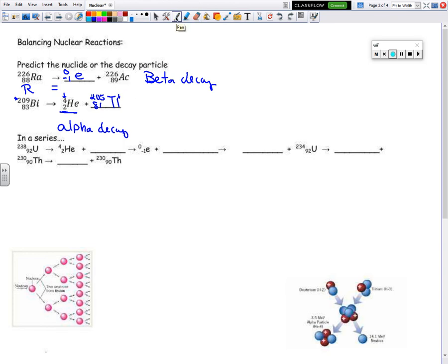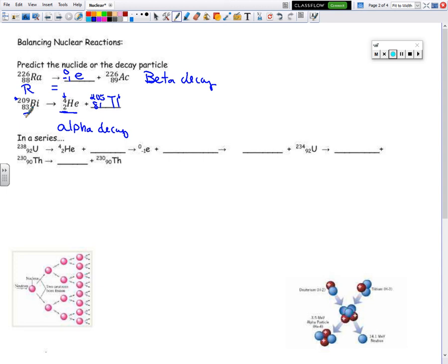So the nuclide formed is thallium-205. Remember, the bottom number here is always the atomic number. We can also do this in a series. This is the beginning of the decay series for uranium. Uranium is the radioactive element that we get our power from.